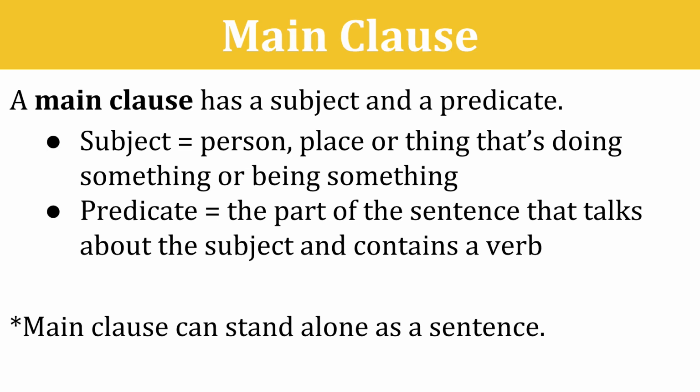So the phrase main clause is basically referring to a clause that has a subject and a predicate. And if you haven't had a lot of grammar, and you're not real clear on the grammar lingo, the subject is the person, the place, the thing that is doing something in the sentence, or it's the person, place, or thing that is being something in the sentence. The predicate is the part of the sentence that talks about the subject, and it's the part of the sentence that contains our verb. And it's important to know that a main clause can stand on its own as a sentence. So it has all the parts needed to create a complete sentence, the subject and the predicate.